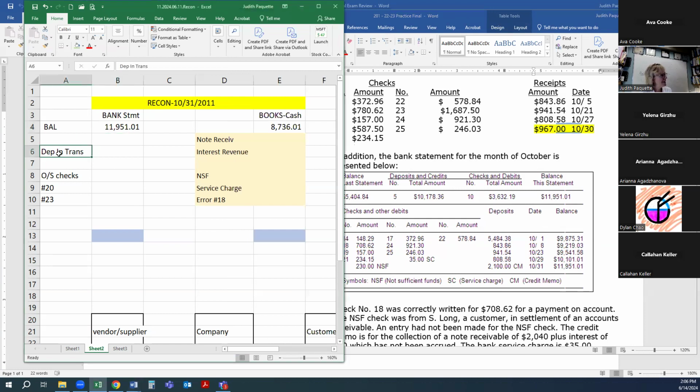So these things here are going to be total statement. All right, so let's start with deposits in transit, and we have 967. And deposits in transit always goes on the bank side. How do we know they're deposits in transit? The definition is the company got the money and it's not in the bank statement yet. So we'll hit outstanding checks. So we are done with deposits in transit.